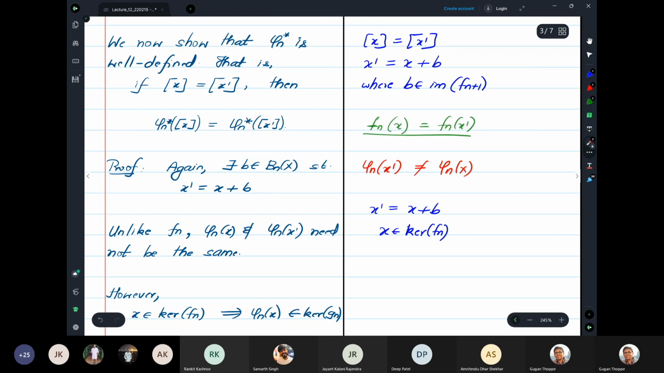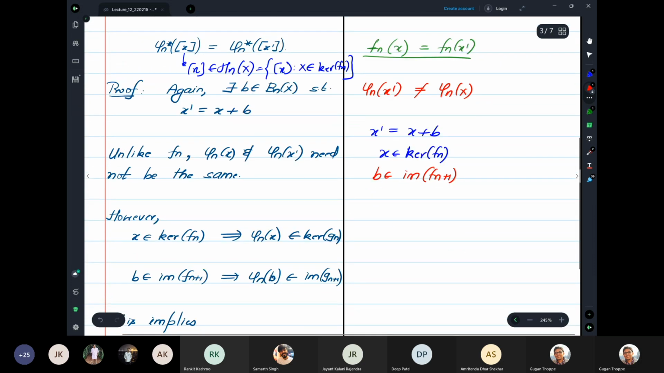So why does it lie in the kernel of fn? Because this phi n star is defined on the equivalence class of x, and this equivalence class lies in hn of x, right? And hn of x is all equivalence classes such that x belongs to kernel of fn. So that's the reason your x over here belongs to kernel of fn, and we know that b over here lies in image of fn plus 1, right?